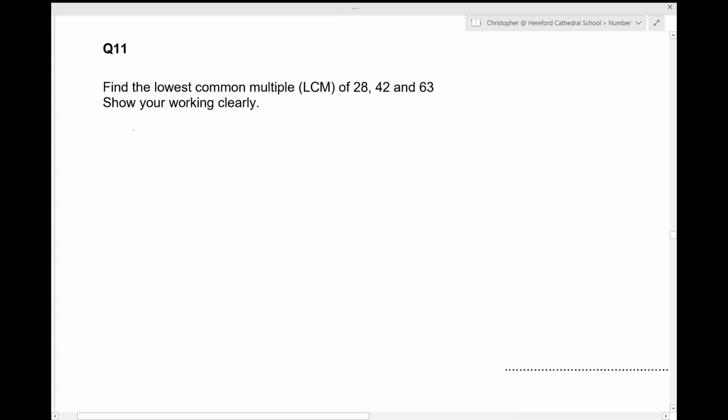Question 11, finding the lowest common multiple of these three numbers. Now this time I'm going to create the answer from the factors. So I'm still going to use the fact button on the calculator, but I'm going to leave my numbers as powers. 42 is 2 times 3 times 7. See how I've lined them up as well. 63 is 3 squared times 7. There's more on this method in the how-to film earlier in the playlist.